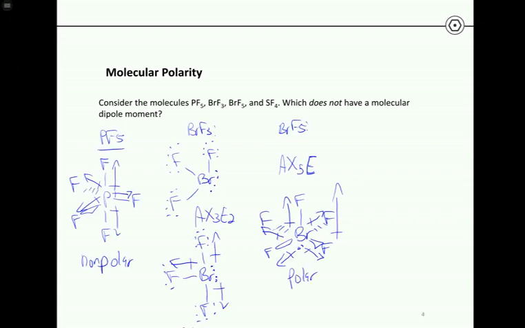And then finally, if we have SF4, this one's going to be AX4E, so still a steric number of 5, but this is going to give us a seesaw geometry.